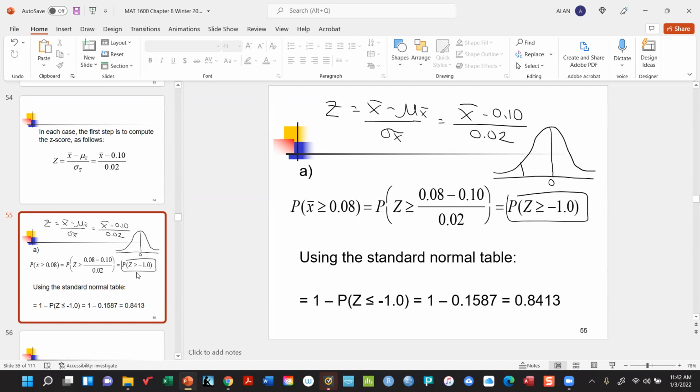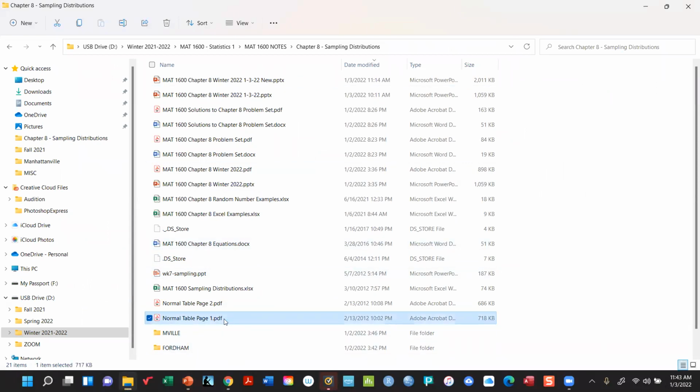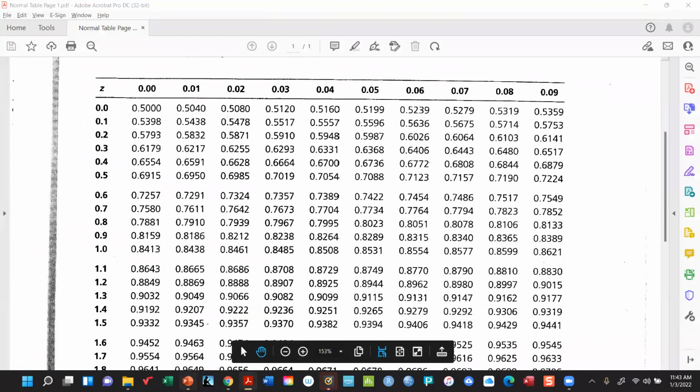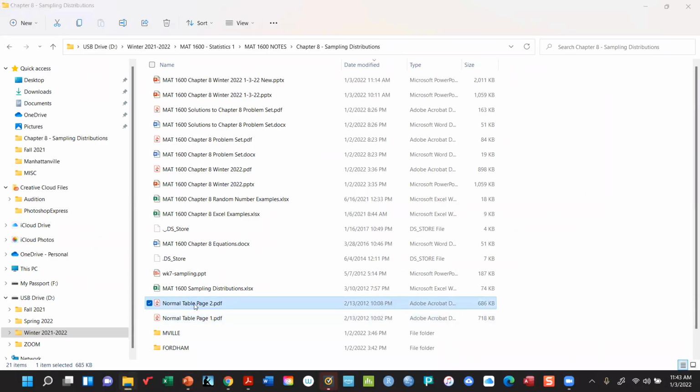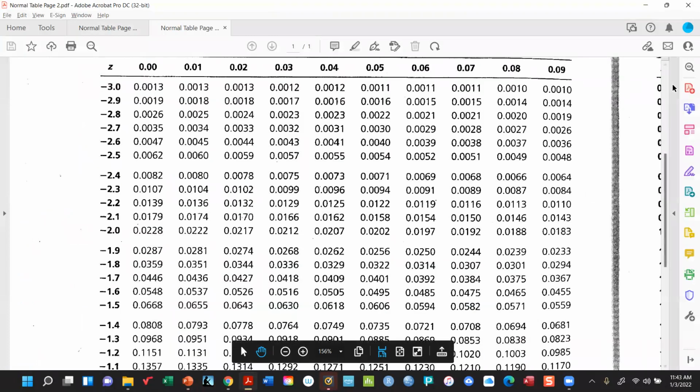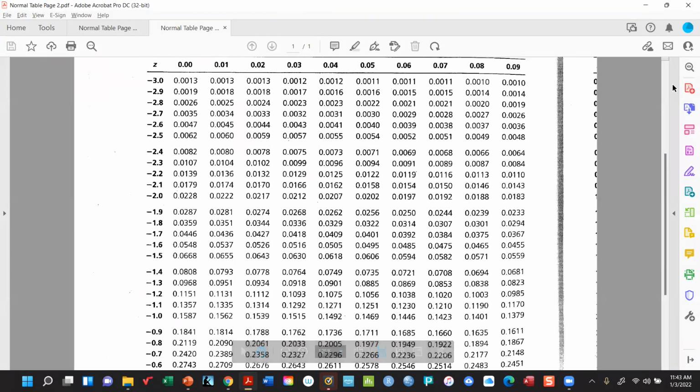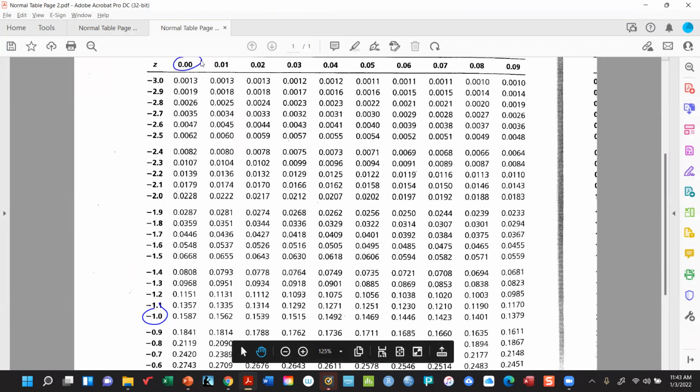Of course, that's not on our table, is it? No. What we have to do is flip this around and rewrite it as 1 minus the probability that Z is less than or equal to negative 1.0. Now, this we can look up. Let me go get the tables and we can confirm this. Negative 1.0. Oh, sorry, we need the negative table. That's number 2. Negative 1.0 is found right here. Negative 1.0 combined with 0.00 is, here we go, 0.1587. Okay, great.